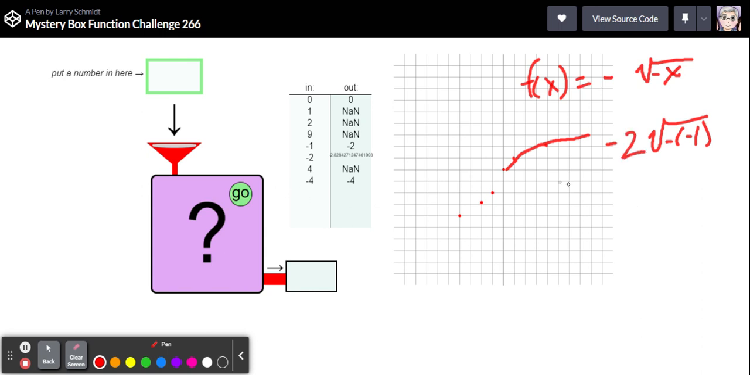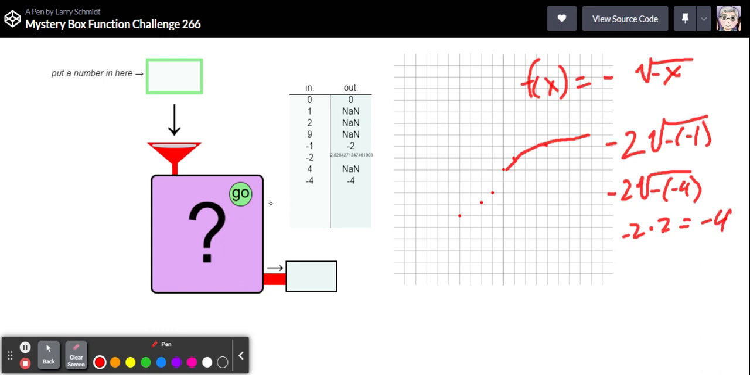Let's try that out with a -4. How would that work? So -2 times the square root of a -4. Well, a -4 is a positive 4. The square root of 4 is 2. So this is -2 times 2. That equals -4. And that's exactly what we get.